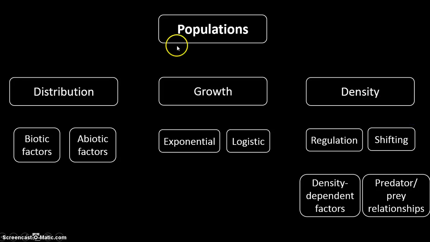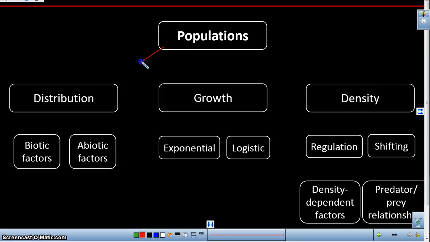So the first thing we're going to look at is this idea of distribution, or another way I can think about this is movement within populations. And how are populations going to move about? They're going to be affected by the biotic factors, or the living things. They're also going to be affected by the abiotic, or non-living parts of the ecosystem.